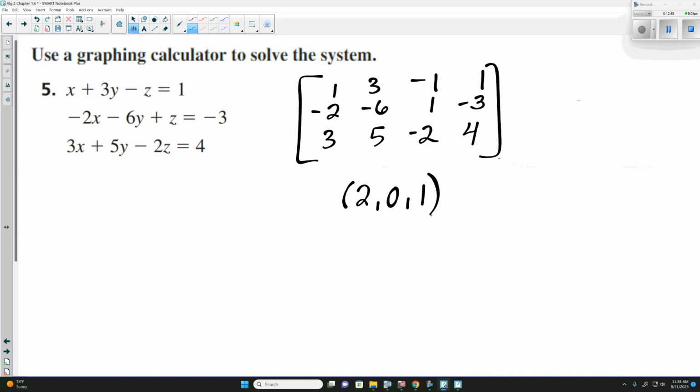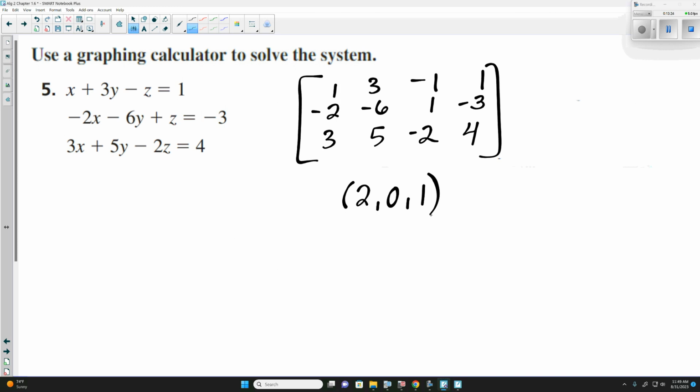So if that's the case, so that would be, I think I sum up. So second matrix, let's go over to edit, is 3 by 4, yes. And for number 5, 1, 3, negative 1, yes, 1, negative 2, negative 6, 1, negative 3, 3, 5, negative 2, 4. And we can go second quit.